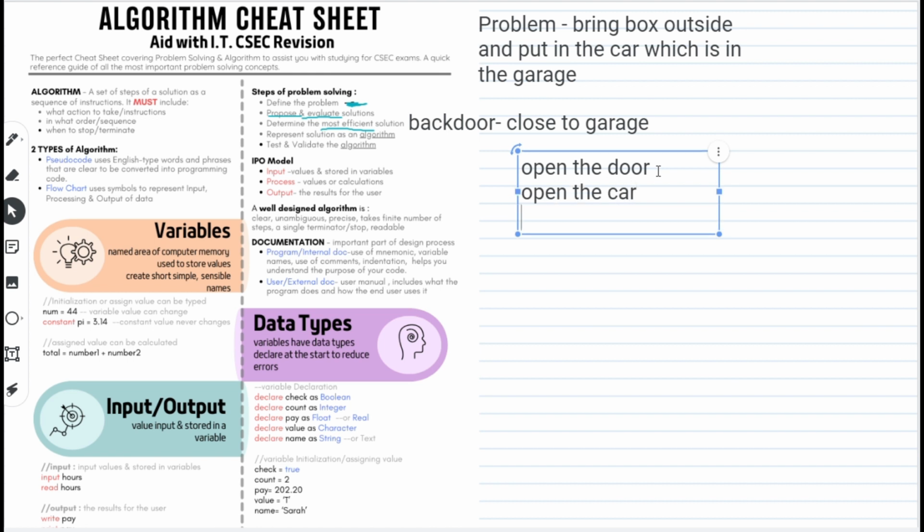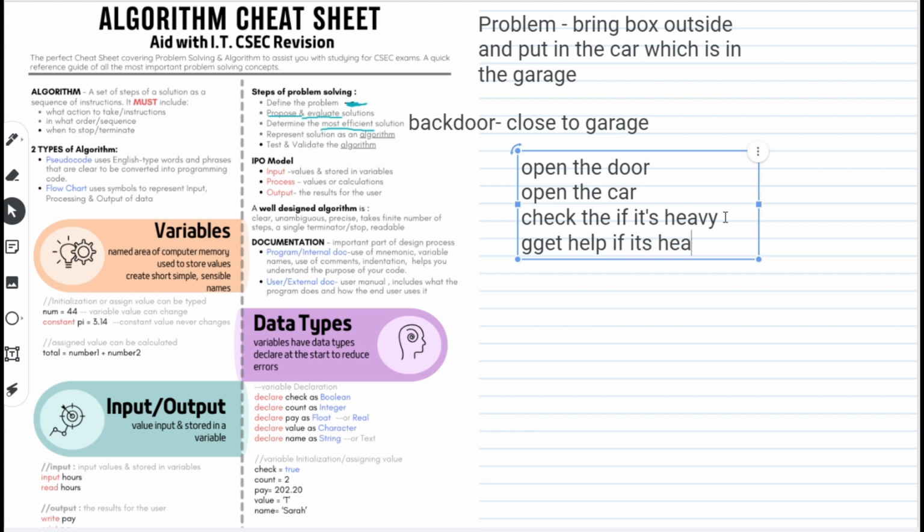What else? What else? Check the box. Check if the box is heavy. Okay. And if it's heavy, what you're going to do? Okay, you're going to get help if it's heavy. All right. Okay.